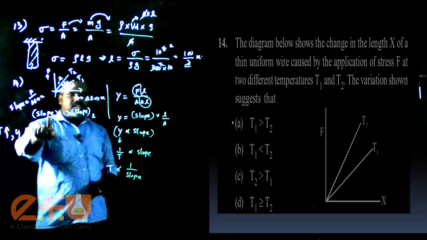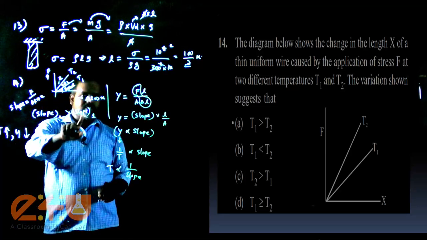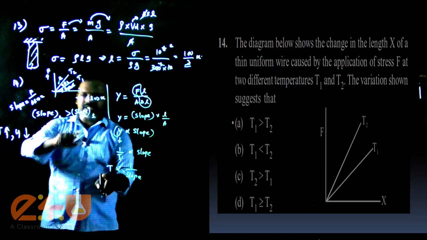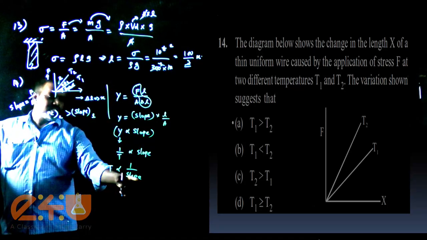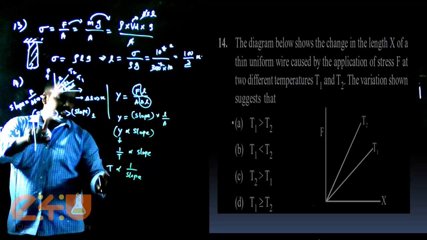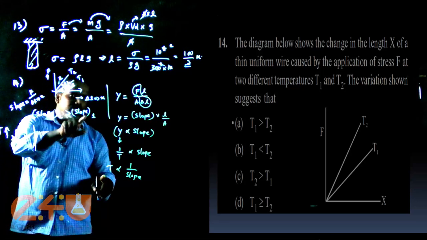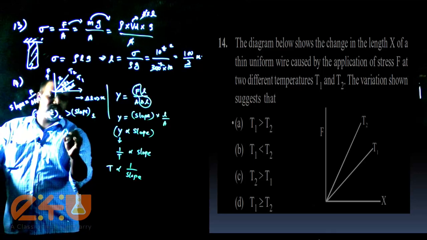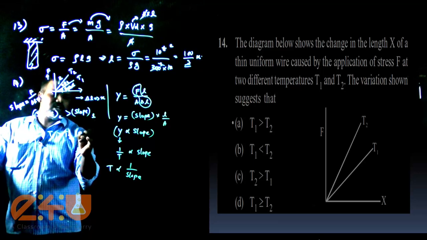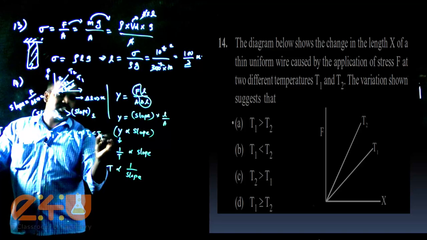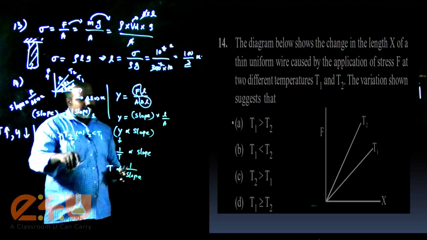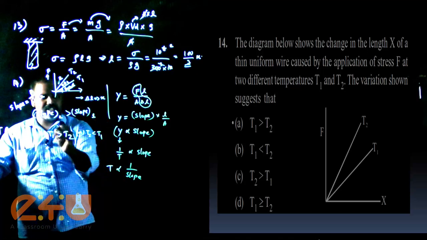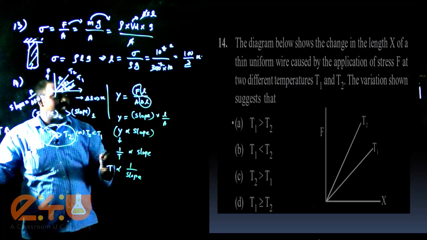Now you see that the second slope is more when compared to the first slope. Second slope is more means the corresponding temperature is less. Slope 1 is less, that means T1 is greater. Therefore T1 is greater than T2, or we can say that T2 is less than T1. So by this we can check the options. Option 1, that is option A, T1 is greater than T2, is the correct answer.